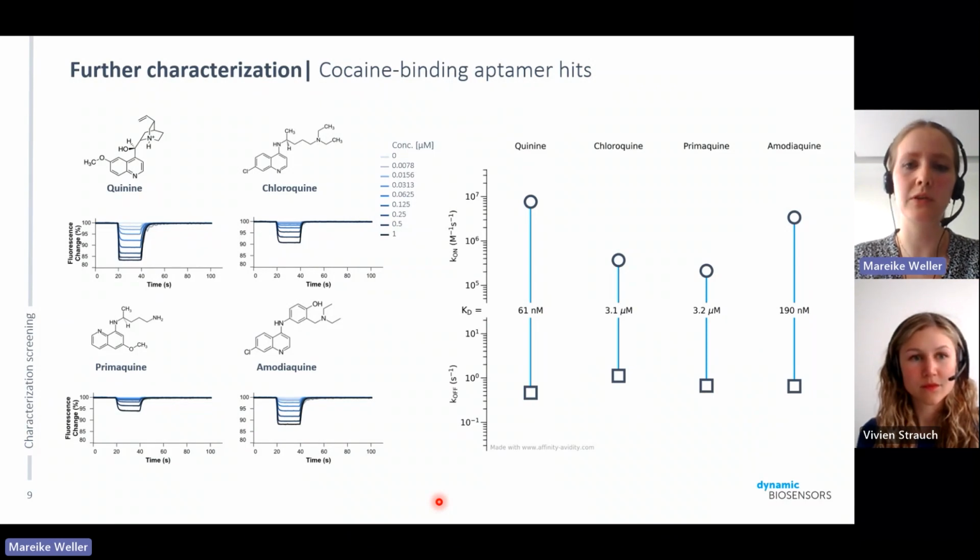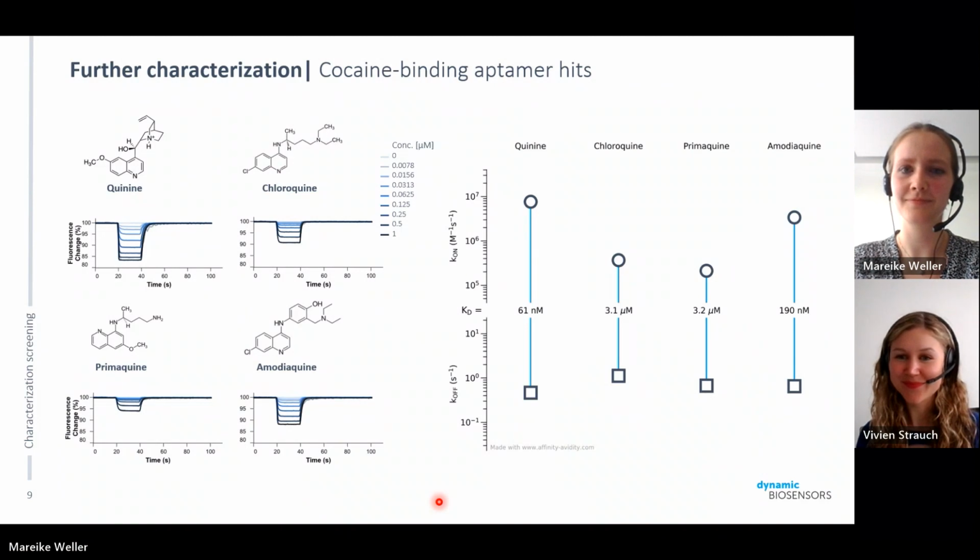For example, you can also modify your buffer. So DMSO is perfectly fine, right? Not 100%, but some percentage, yes.